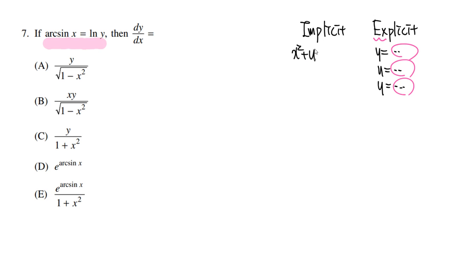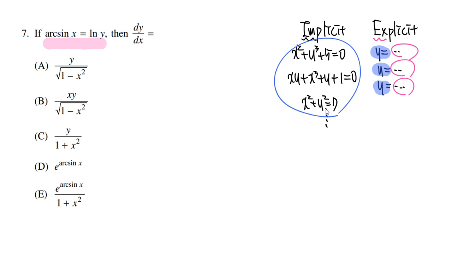x squared y cubed plus 5 equals 0, or xy plus x cubed y plus 1 equals 0, or x squared y squared equals 7, like this. All these do not start from y equals. The y looks like it is hidden somewhere in the equation. So we call this kind of thing an implicit function. Then the way of taking the derivative is different from the explicit one, right?